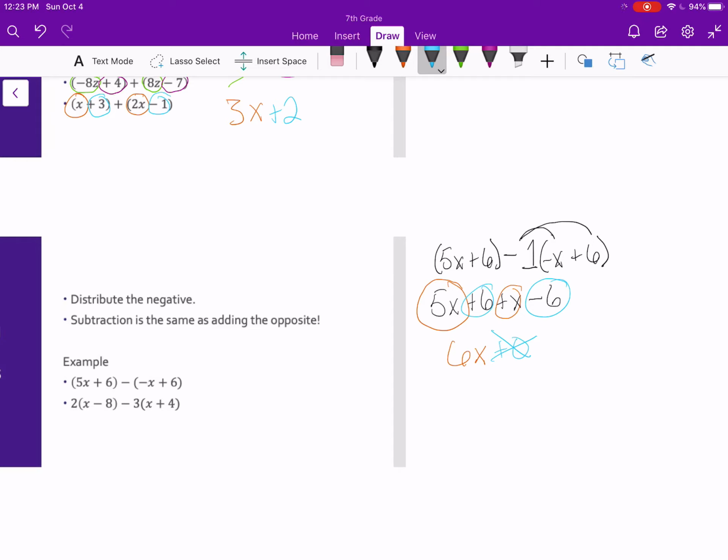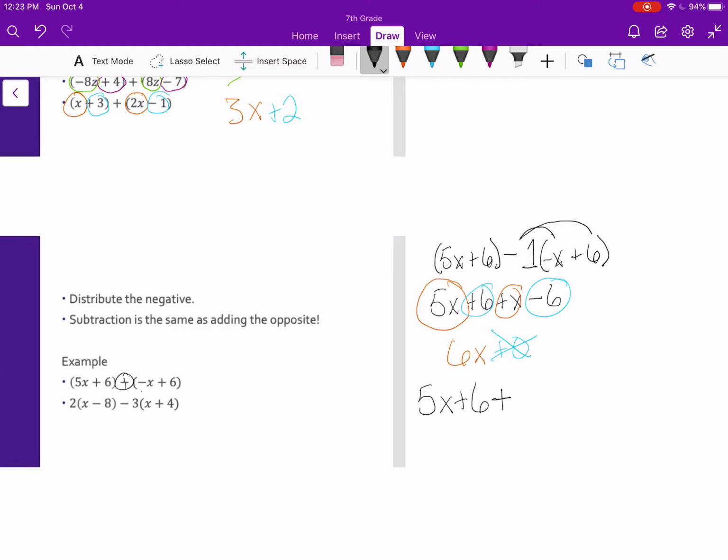Another way you can think about this is adding the opposite. So what you do is you leave the first set of parentheses, change the minus to addition. So we're going to change this subtraction to addition. And then we're just going to change the sign on both of the parts inside. So negative x becomes positive x, and plus 6 becomes negative 6. Notice how this looks exactly like that. We're doing the same thing. It's just two maybe a little bit different ways to think about it. So you're going to get the same answer either way.